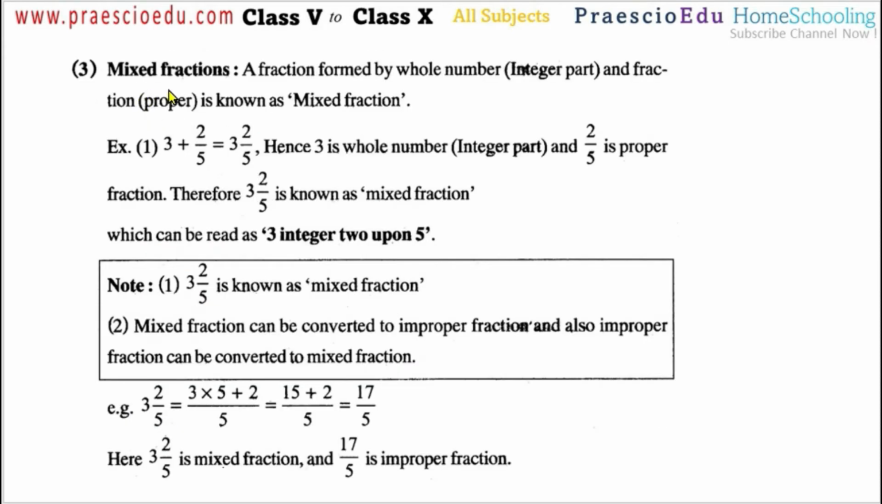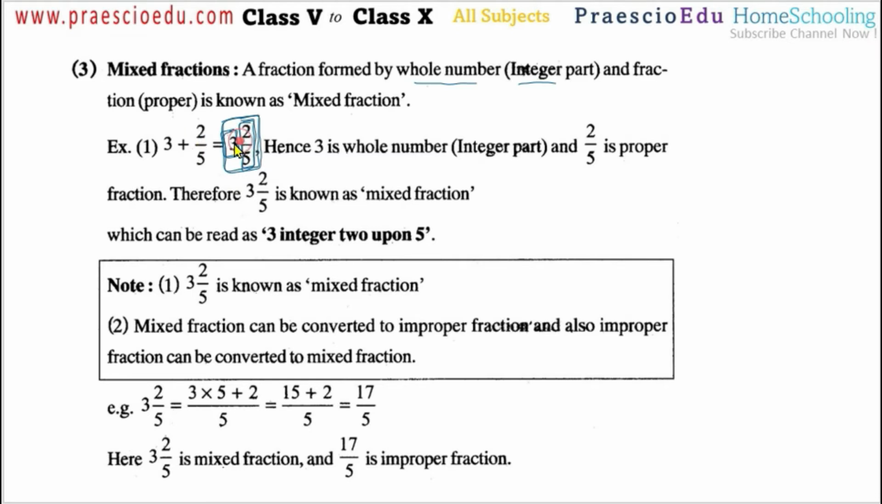Now, what exactly is a mixed fraction? A mixed fraction is a fraction formed by a whole number or integer part and a proper fraction. This is a combination of the integer, or whole number, and a proper fraction. Here this is a proper fraction, and it is added to a whole number. I'm repeating, this is a proper fraction, and this is a complete whole number or integer. The addition of these two we can say is one complete mixed fraction.